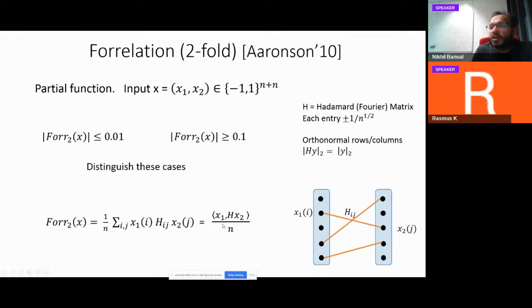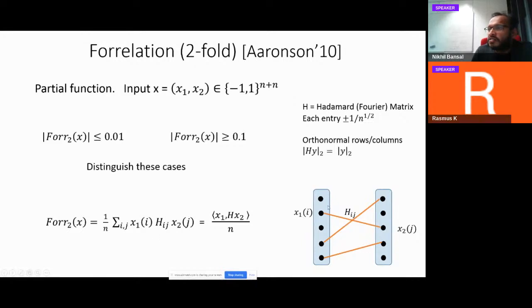Going back, h of x2 you can think of as computing the Fourier transform of this string x2, and then finding the correlation with the first string of n bits, x1. So it's kind of Fourier correlation. And if we expand this out, it's this bilinear form.